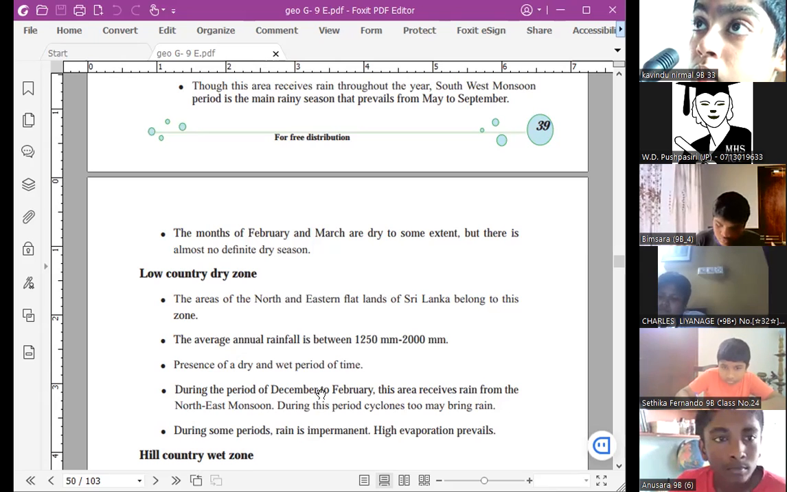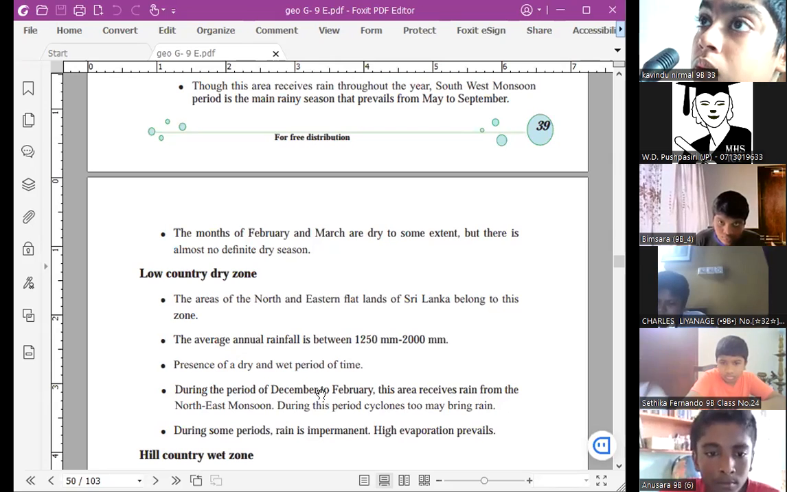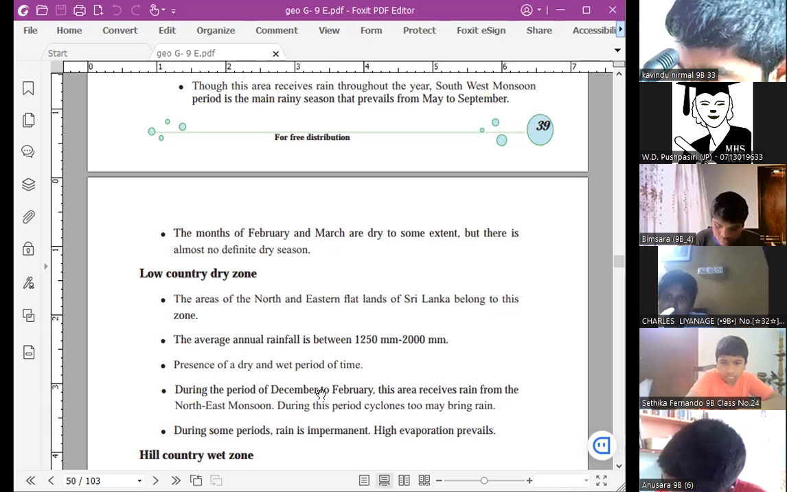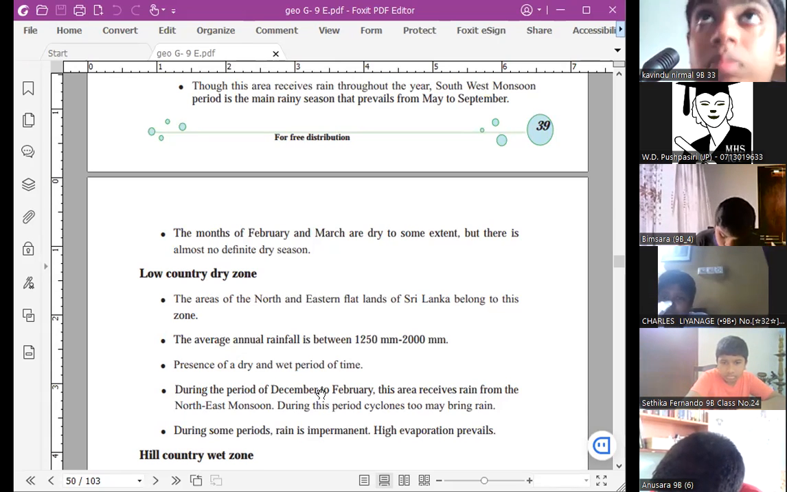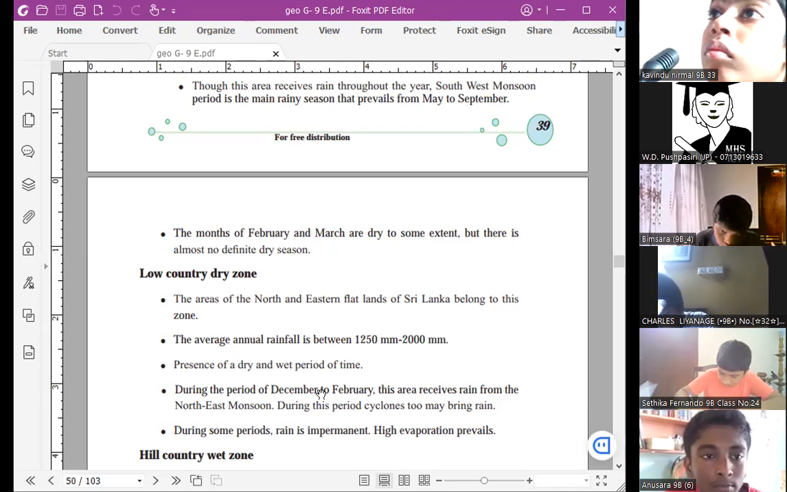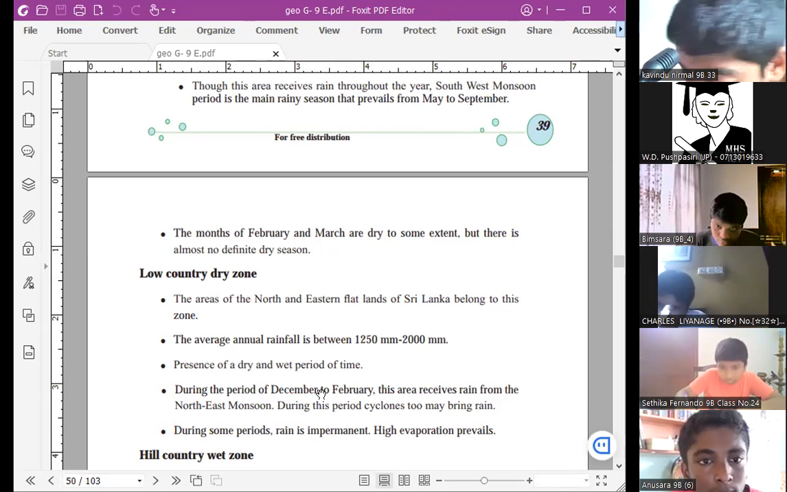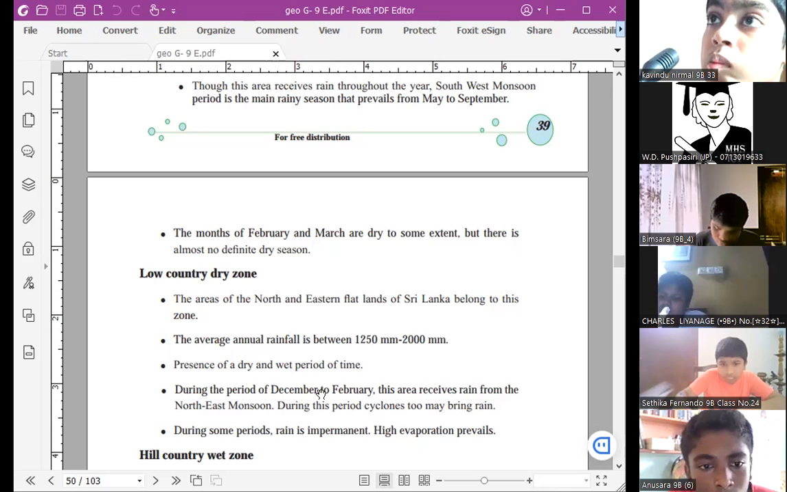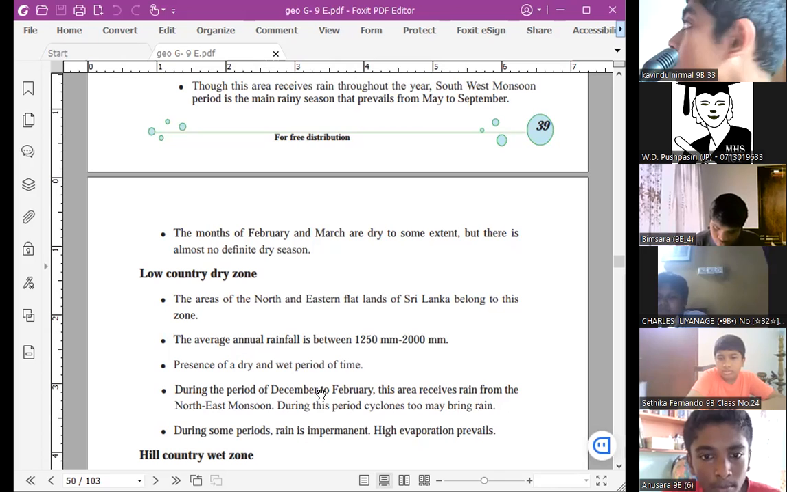So the temperature is... Sir, north and eastern flatlands. And the annual rainfall is what? 1,250 millimeters to 2,000 millimeters.